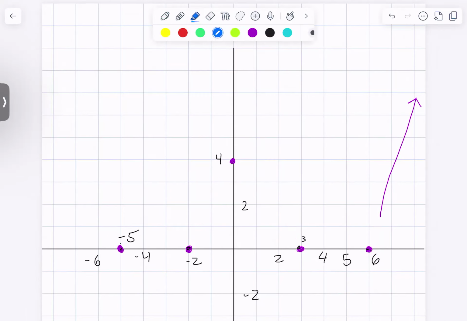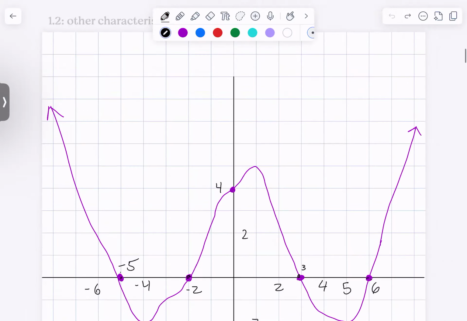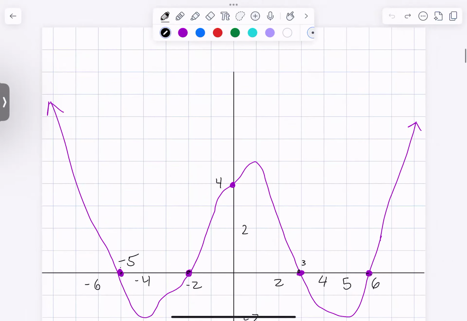So I know my first interval is going to start off at negative infinity. I'm going to just put increasing for arrow up, decreasing for arrow down, and then put it over here. Up and down. This is how I would approach these increasing, decreasing problems.